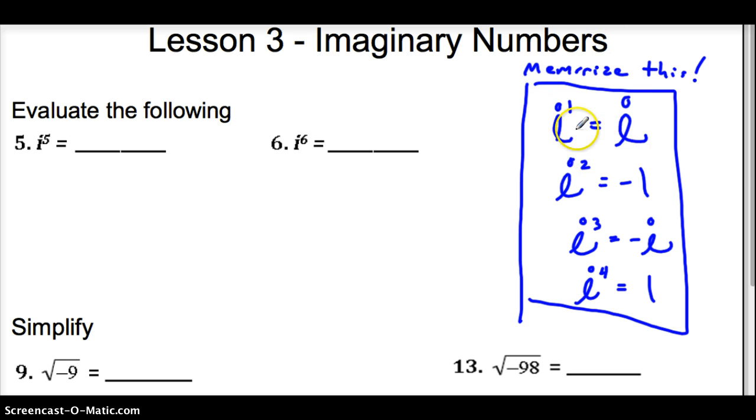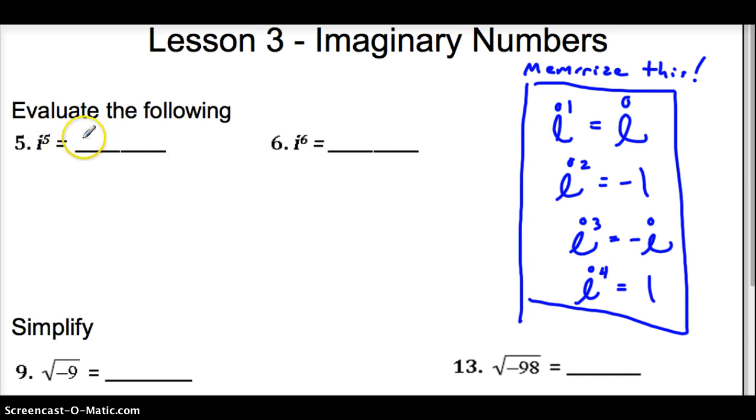First thing before we get started is you have to have this written down. I1, I2, I3, I4. I1 is equal to I, I2 is equal to -1, I3 is -I, and I4 is 1. A way to remember this is I, -1, -I, 1: positive, negative, negative, positive. Memorize it. Okay, if you know these, you could solve any question.